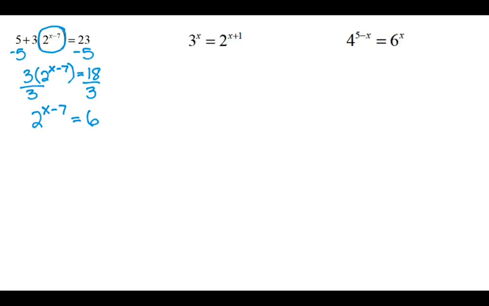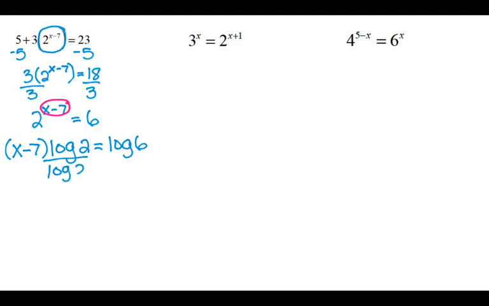Right now when x is an exponent, there's not much that you can do with it, but I can go ahead and take the log of both sides. And when I do take the log of both sides, that is going to allow me to bring down that exponent. So I'm going to go ahead and combine some steps. I'm going to bring down my exponent while at the same time taking the log of both sides. So I have x minus 7 times log of 2 equals log of 6. Now this log of 2 I do not want to distribute.